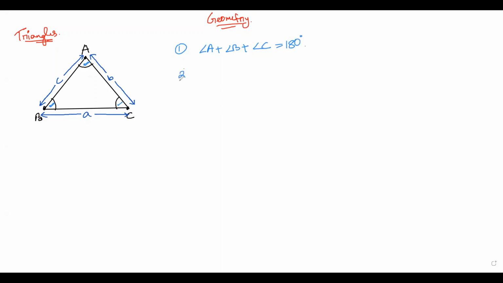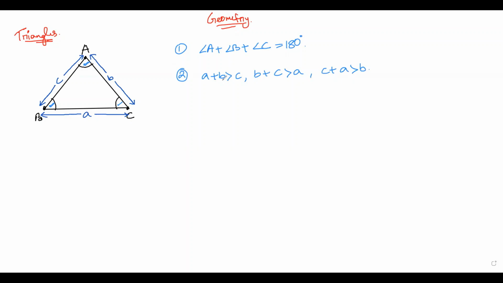Also, the sum of 2 sides of a triangle will always be greater than the third side. That is, a plus b would be greater than c, b plus c would be greater than a, and c plus a would be greater than b.